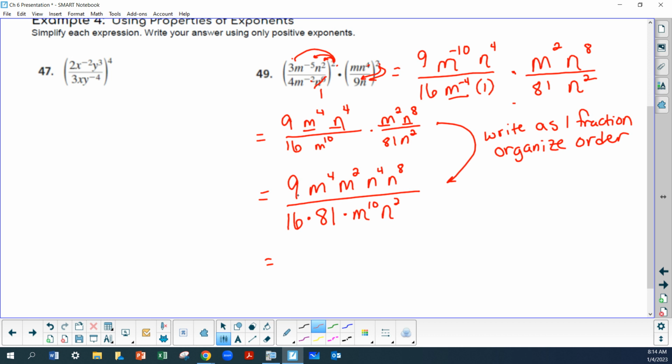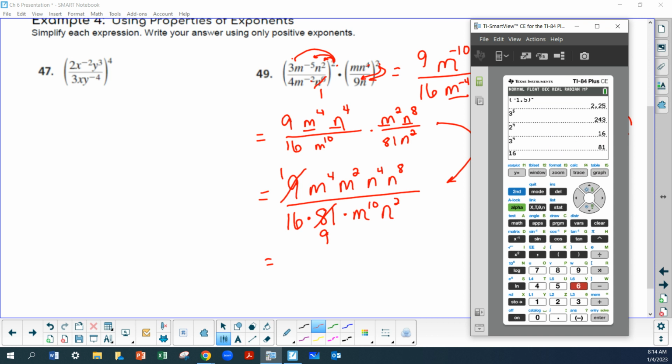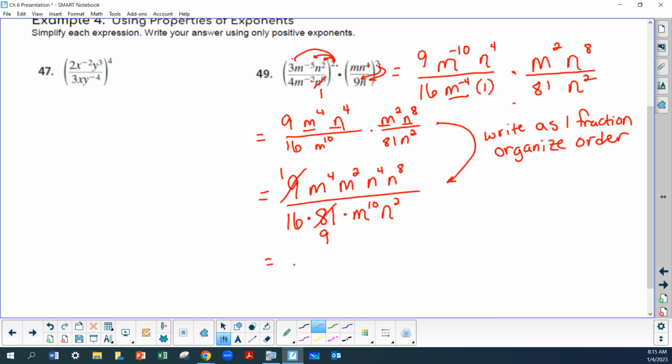Now, with my numbers, 9 will cancel into 81 9 times. So that will be 1 on top. 9 divided by 9 is 1. 81 divided by 9 is 9. So, I got to do 16 times 9. That's too much for me to do in my head this morning. 16 times 9, we're talking 144. Okay, so fraction bar, 144. Aren't these fun, you guys?